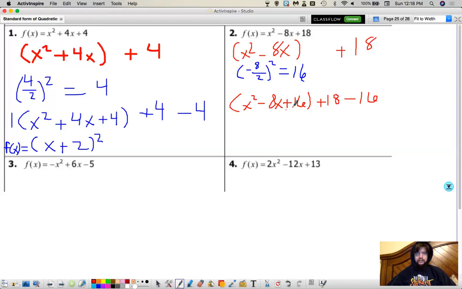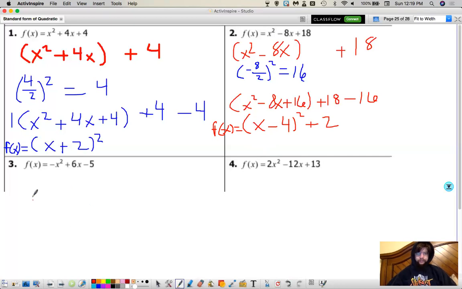But since we did this, I can now factor this as a perfect square. X minus half of 8 is 4 squared. 18 minus 16 is 2. And that's our function in vertex form. All right, so we know our vertex would be 4, 2. Our a is still 1. Here we go, something that has an a that's not 1.